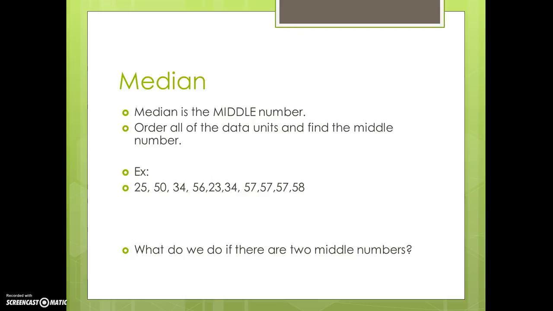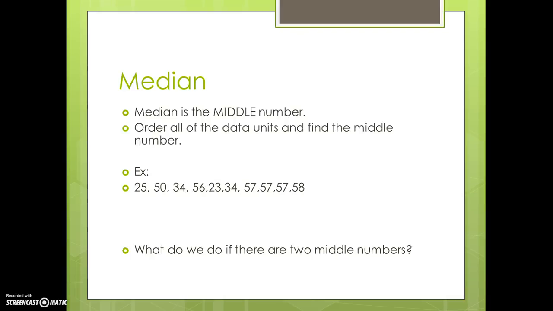Another type of average is called the median. Maybe you've heard this word when you're driving down the street, that middle concrete thing, that's called a median. Median means middle. So you'll see here up at the top it says median is the middle number. So what you do to find the median is you order all of the data units and find the middle number. So here is our example again. We have 25, 50, 34, 56, 23, 34, 57, 57, 57, and 58. So right now, pause the video, and I want you to put those all in order from smallest to greatest.